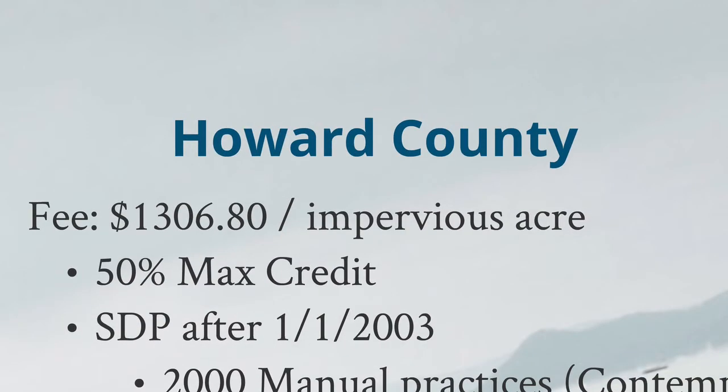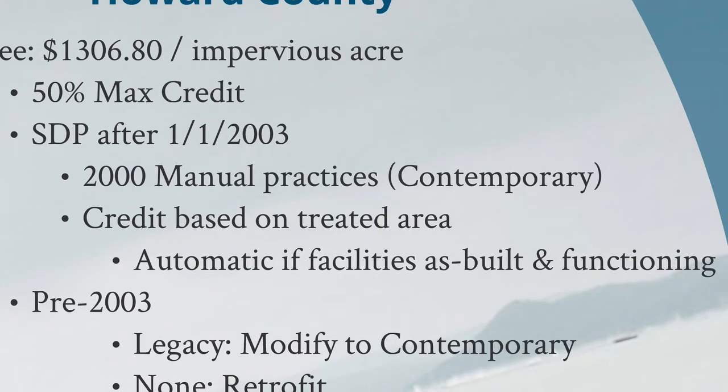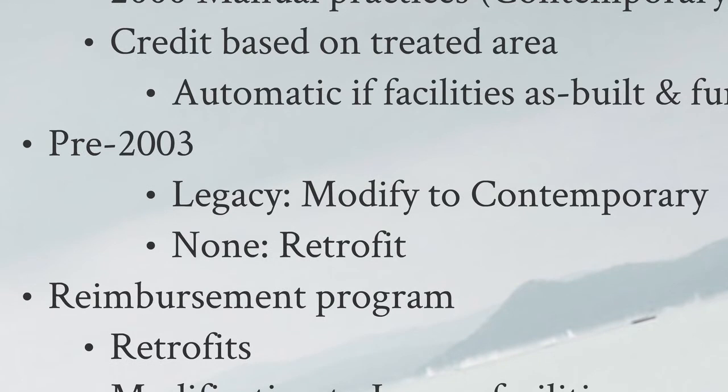Howard County, the fee comes down. It's just about where Baltimore County's is. Got a maximum 50% credit. A little bit simpler is a site development plan in Howard County that was signed after January 1st of 2003 will definitely qualify for a credit. Automatic may be too strong of a word, but as long as there's an as-built and there's proof that it's functioning, there should be no problem getting a credit in Howard County.